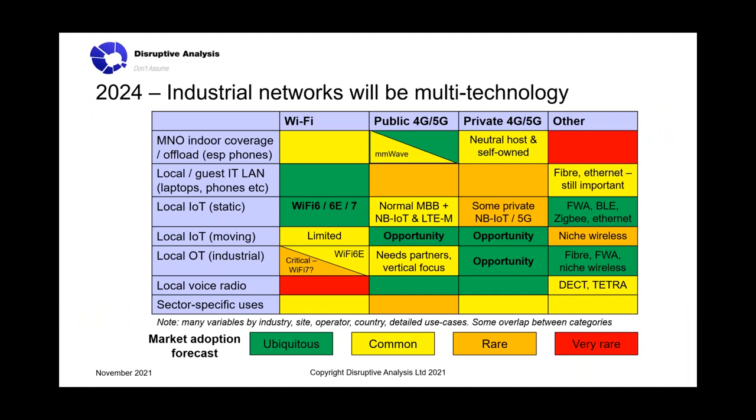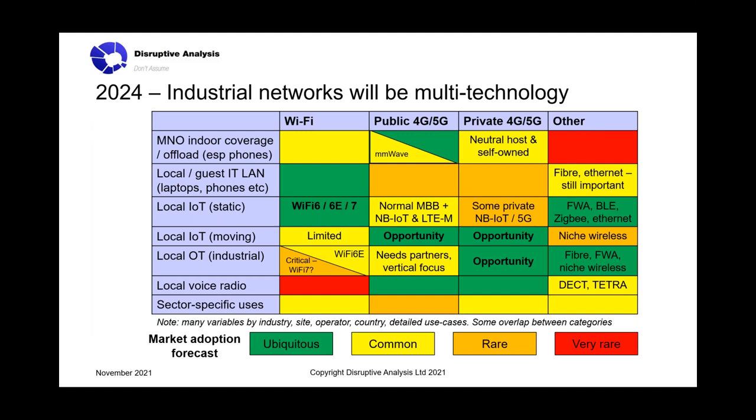A busy slide, I'm not going to go through all of this. Essentially, again, the world is going to be heterogeneous. You're going to have public 4G and 5G, private 4G and 5G. Wi-Fi is probably less relevant to this sector, except perhaps in the utility companies' offices and warehouses, where you'll be using Wi-Fi. You're not going to have too many cellular equipped PCs or display TVs and video screens. So Wi-Fi is going to be hugely important in any indoor context.